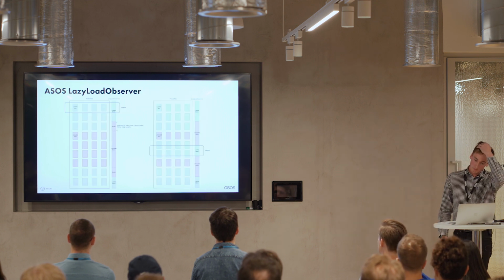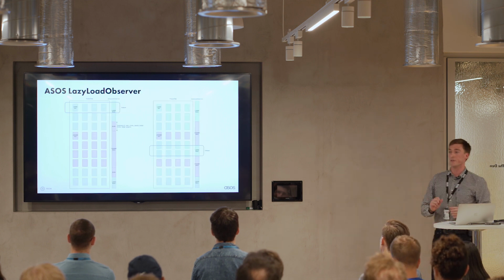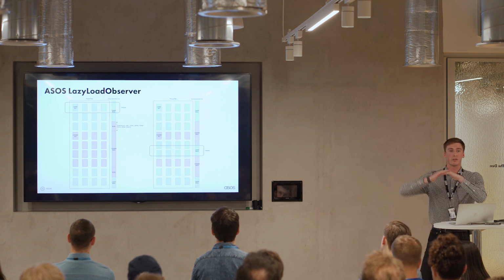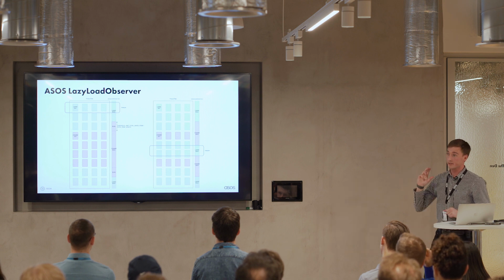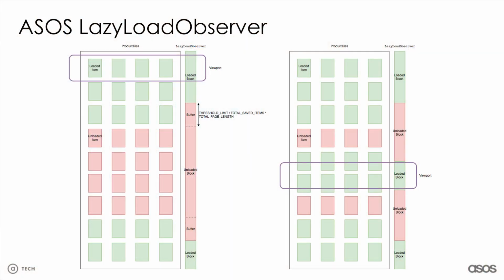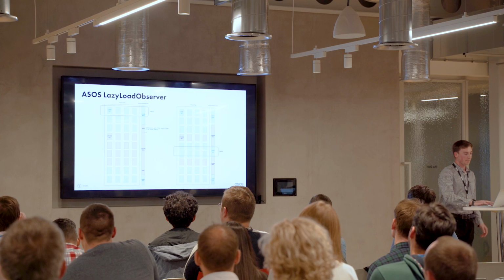So our solution was to come up with this LazyLoadObserver component. This is a component that stretches the full length of our product tiles, and it contains blocks that represent continuous sets of loaded and unloaded data, or items even. Now, the idea was to only observe blocks that represent, so these red ones, sets of unloaded items, and upon intersection with the viewport, or just below the viewport, fetch product data from the API in a relatively lazy way.